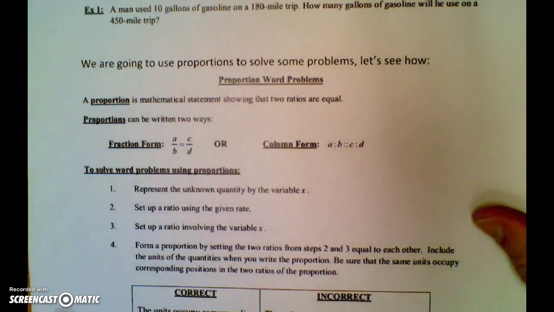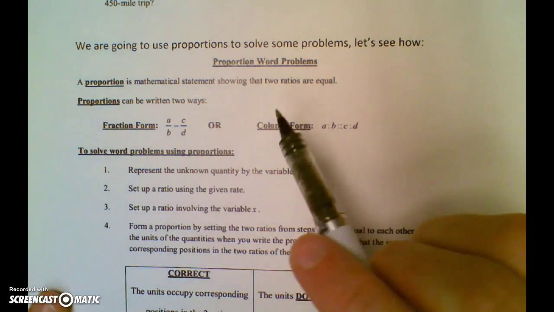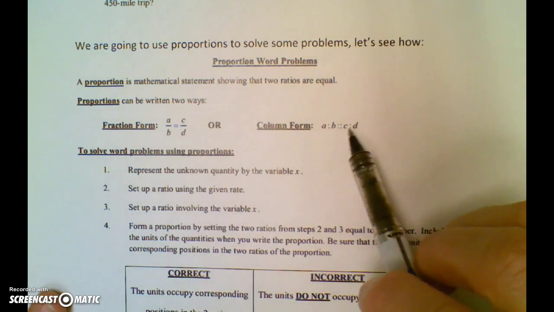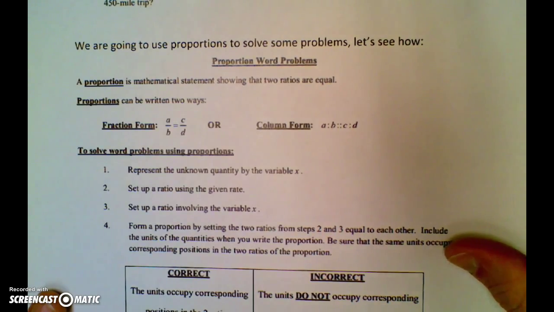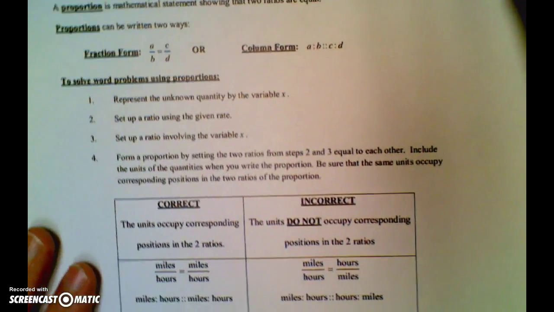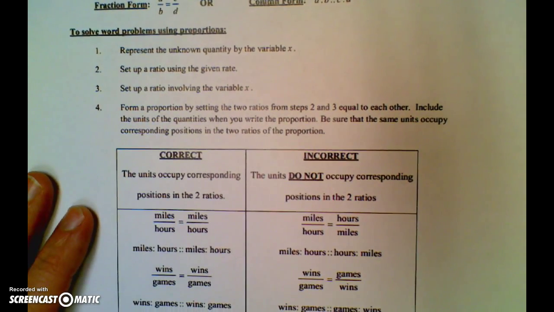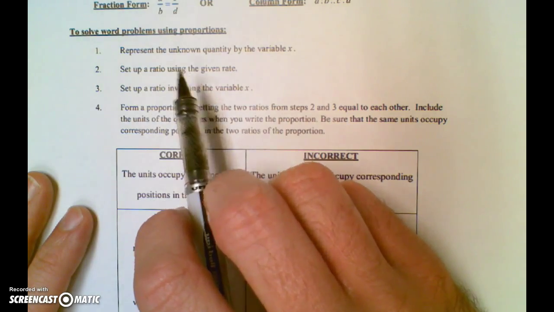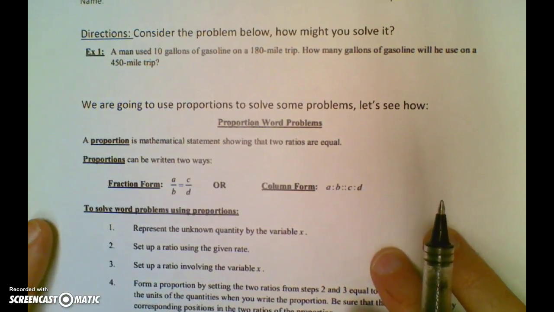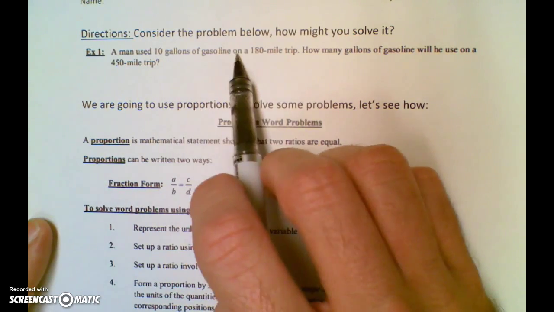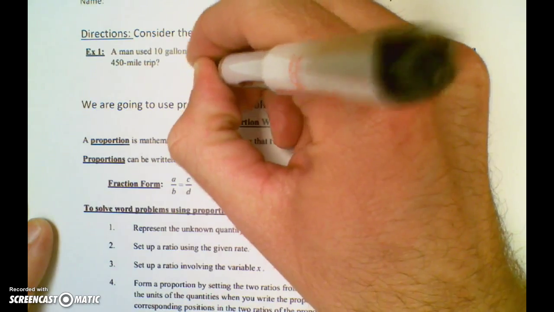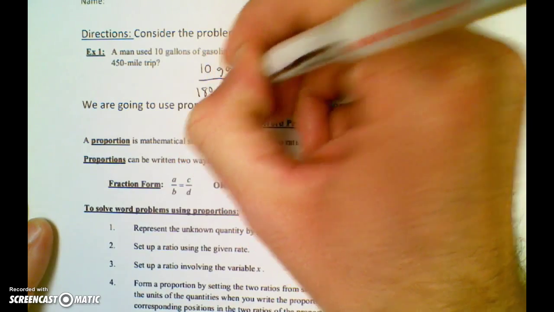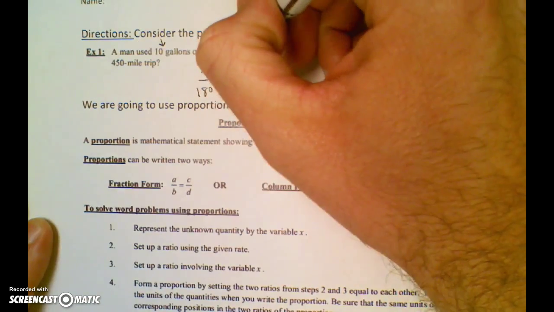So the way this works, remember, a proportion is just saying that two ratios are equal, two fractions are equal. You can write them in a couple ways. We said fractions or using colons. These are different ways to write proportions. When you're solving a word problem, you're setting up a proportion with two fractions. So you always start off with the ratio that they give you in the beginning of the problem. So in this problem, a man uses 10 gallons of gasoline on a 180-mile trip. So it'd be 10 gallons, I'm going to abbreviate gallons as gal, over 180 miles. That's the ratio that they give you right there in the beginning of the problem.